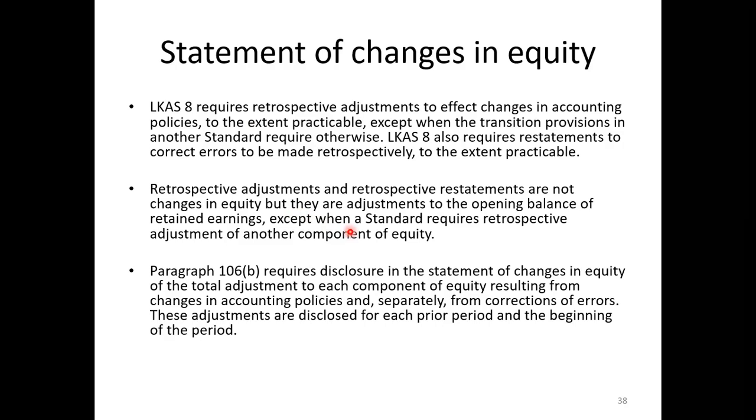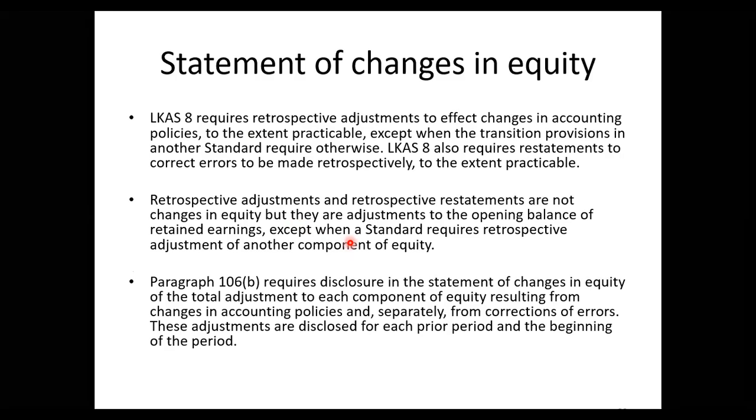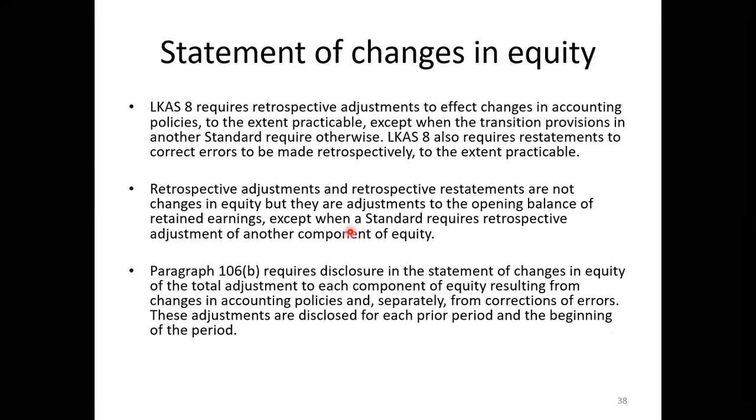Most of the time they do make changes in retained earnings, except when the standard requires retrospective adjustments of another component of equity. Paragraph 106b requires disclosure in the statement of changes in equity of total adjustments to each component of equity resulting from changes in accounting policies and separately from correction of errors. These adjustments are disclosed for each prior period and the beginning of each period. Simply, they will make adjustments on the retained earnings.